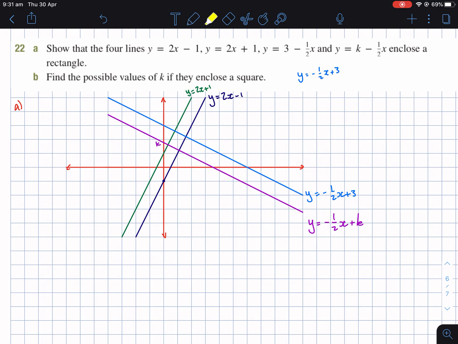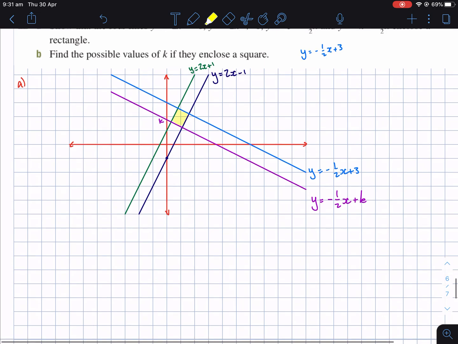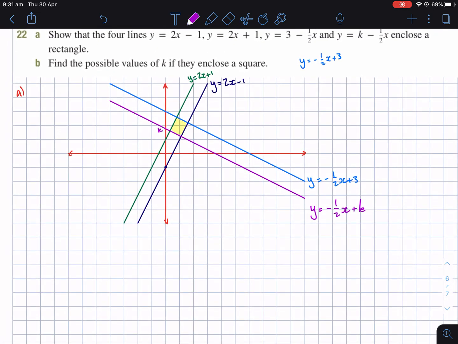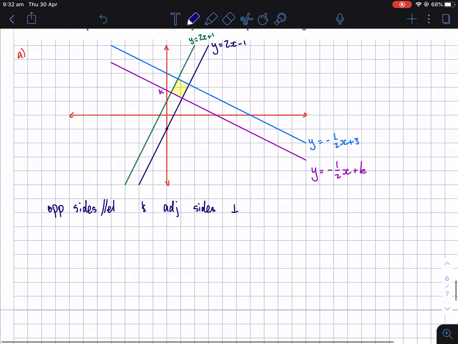And the shape that they enclose is the rectangle or the square that we're talking about. So the main deal with rectangles is that they meet at 90-degree angles, and that means they're perpendicular, that they have opposite sides parallel, and adjacent sides perpendicular. So let's show that the opposite sides are parallel.